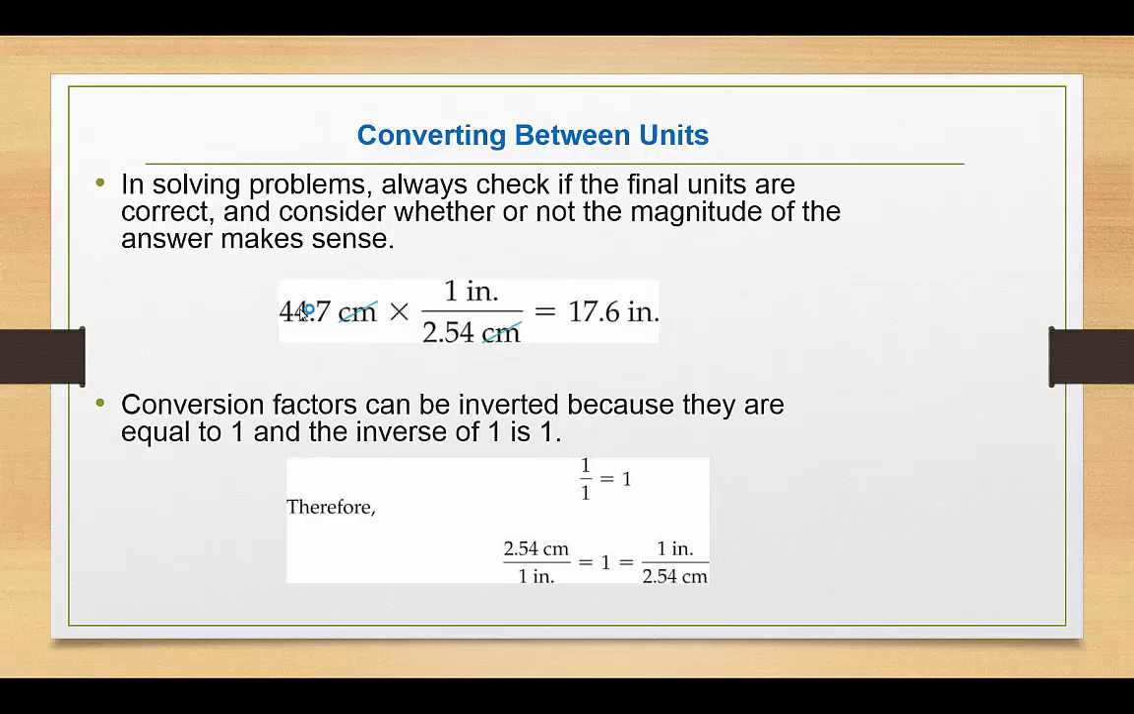And then I've got my 44.7, my 2.54. I've got 1 up here. When I divide that out, I end up with 17.6 inches. That's the only unit that's left. Okay. And I stop and think, does that make sense? So I started with 44.7 centimeters. There are more centimeters than there are inches, so I should probably end up with fewer inches than I had centimeters, and sure enough I did, by about 1/3. So that makes sense, that's good.